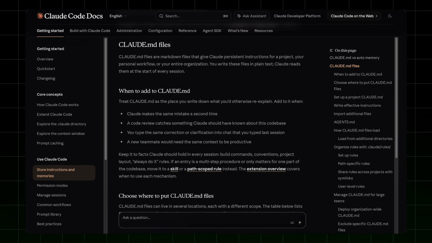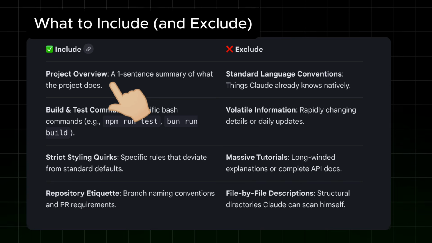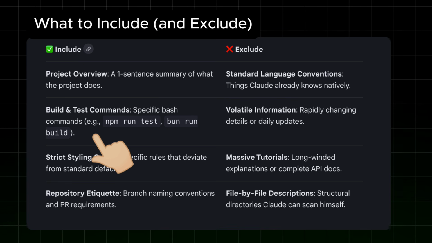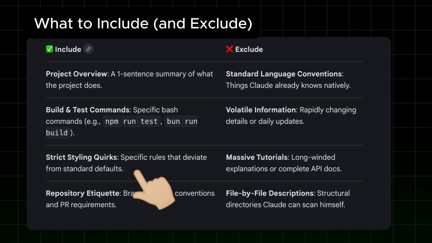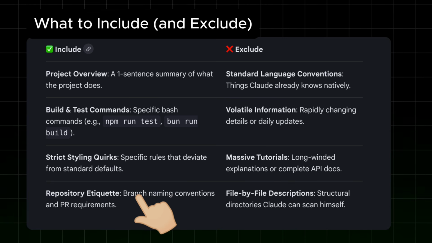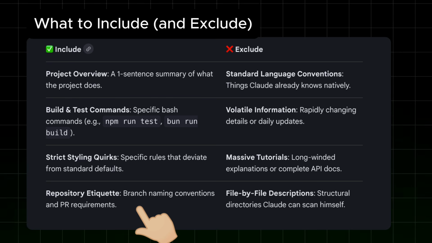According to the Claude Code docs, a perfect file focuses strictly on the what, why, and how of your project, while remaining concise, ideally under 300 to 800 words. You will include a project overview, a one-line summary of what the app does, build and test commands, specific bash scripts to run, test, or lint, code style rules, strict preferences like never use any in TypeScript, and environment quirks, required variables, or specialized package managers, like Bun.